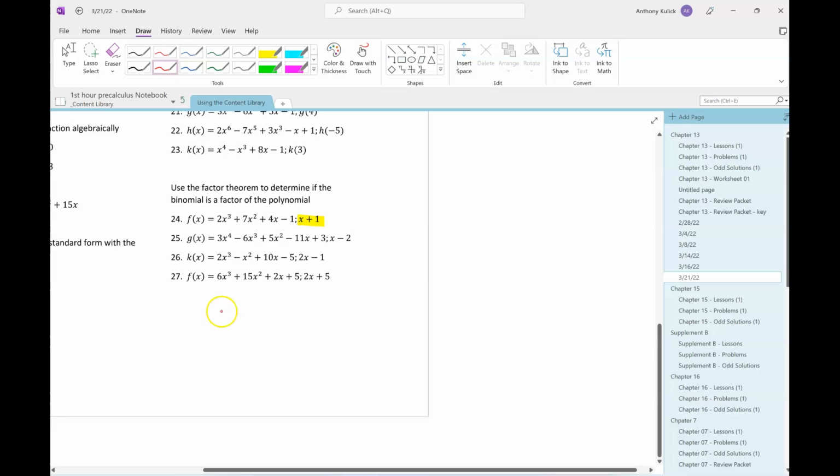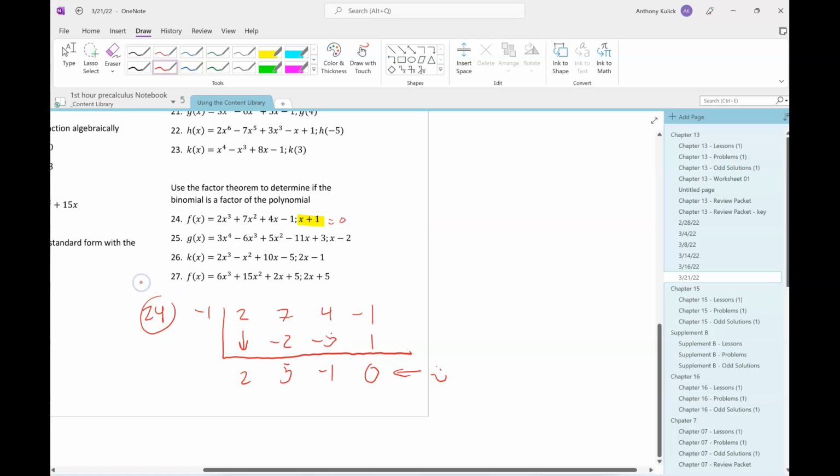Since that factor is degree 1 with leading coefficient 1, there's nothing we really need to do. So I set this equal to 0 and solve to get -1. And then I'll set up my synthetic division and just rip that right on through. Since the remainder is 0, we're good to go.